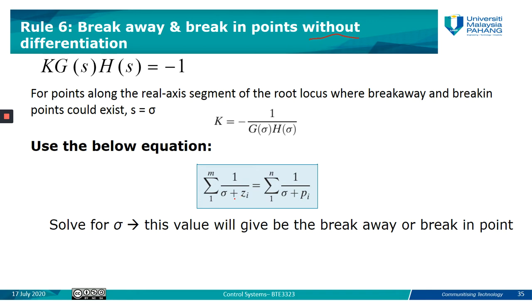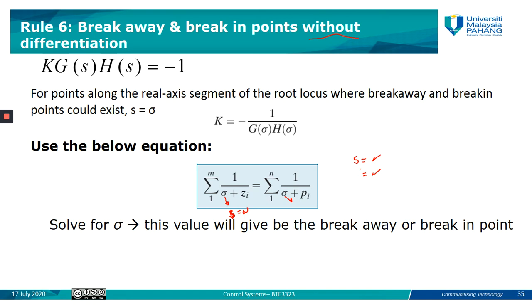1 over sigma plus z. Why sigma? Because we said the value of s here equals sigma. It is a real number. s is a real number for breakaway and break-in points. So here also sigma is the same. So 1 over sigma, I mean, if you have a zero at -1, it will be 1 over sigma plus 1, for example. If you have two zeros, 1 and 2, it will be 1 over sigma plus 1 plus 1 over sigma plus 2. Whatever the value of the zeros, you substitute here. Whatever the value of the poles, you substitute here, and then you have one equation. You simplify and solve this equation to find the value of s, which will give you two values. One is the breakaway, one is the break-in point.